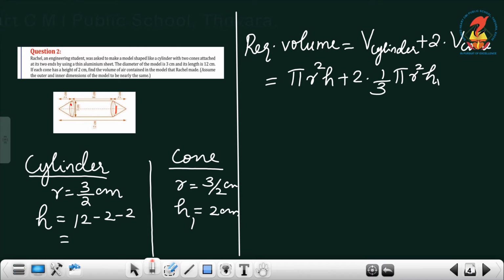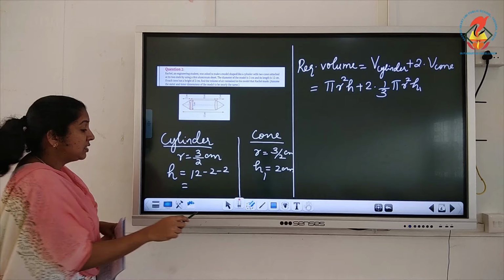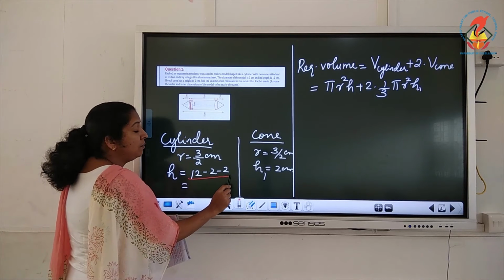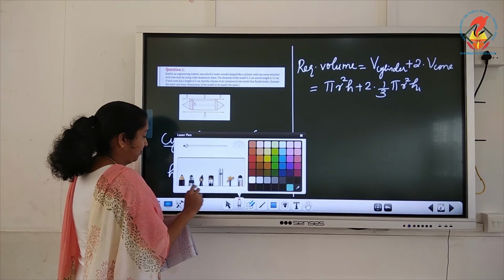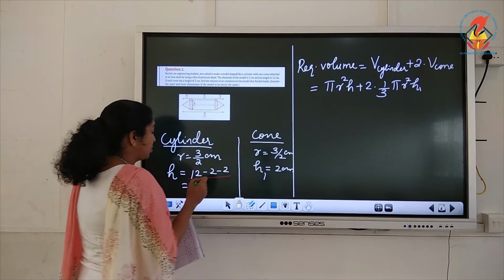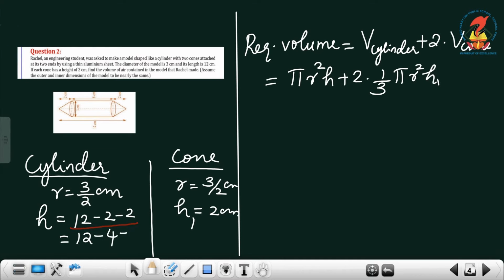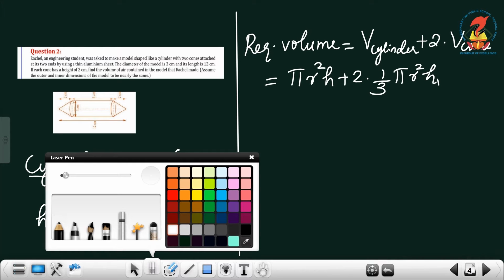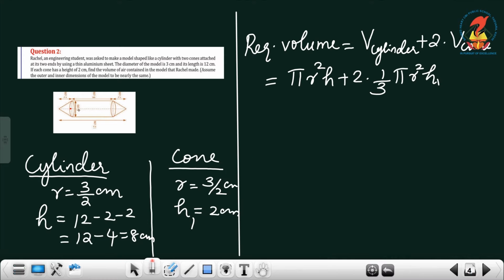So how can you find the height of the cylinder? Height of the cylinder is equal to 12 minus 2 minus 2, which is equal to 12 minus 4. What is the answer? 8 centimeter. So height of the cylinder is 8 centimeter.